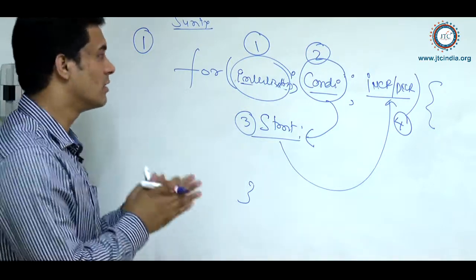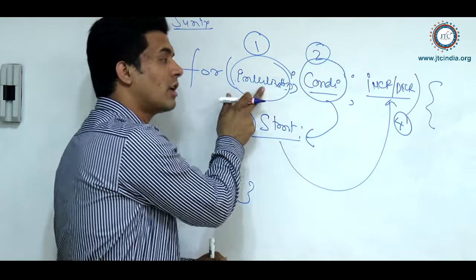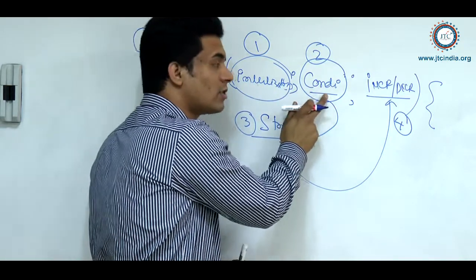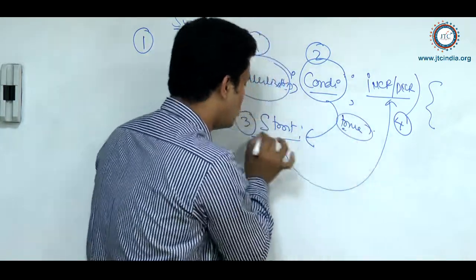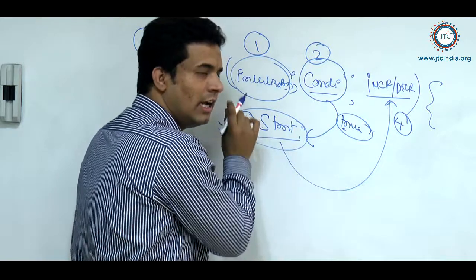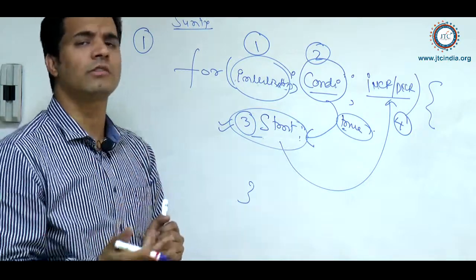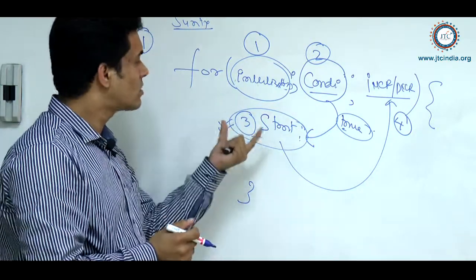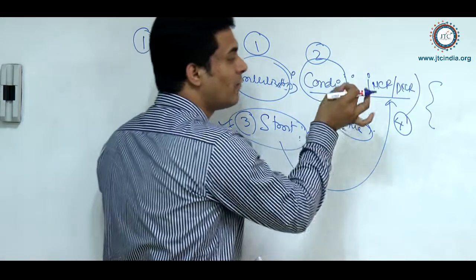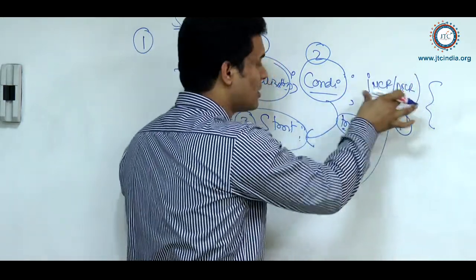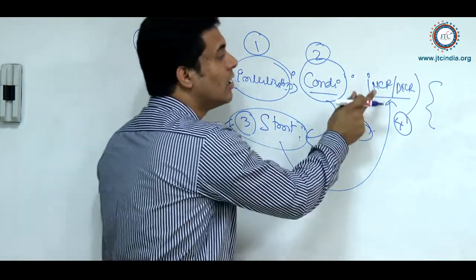Once again I'll repeat: first we initialize, then after initialization we do the conditional check, and if the condition is satisfied, the statement is going to be processed. There are many forms of for loop you can write, which we will discuss at some point, but for now I am discussing the basics. The third step is the statement, and the fourth step is the increment or decrement. After the condition is satisfied, the statement is processed, and after that, the increment or decrement is done.